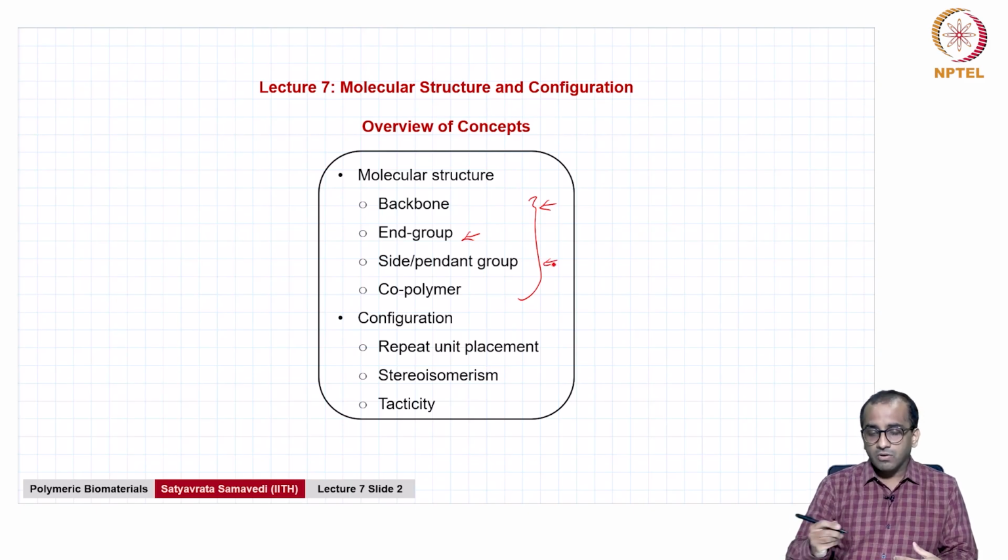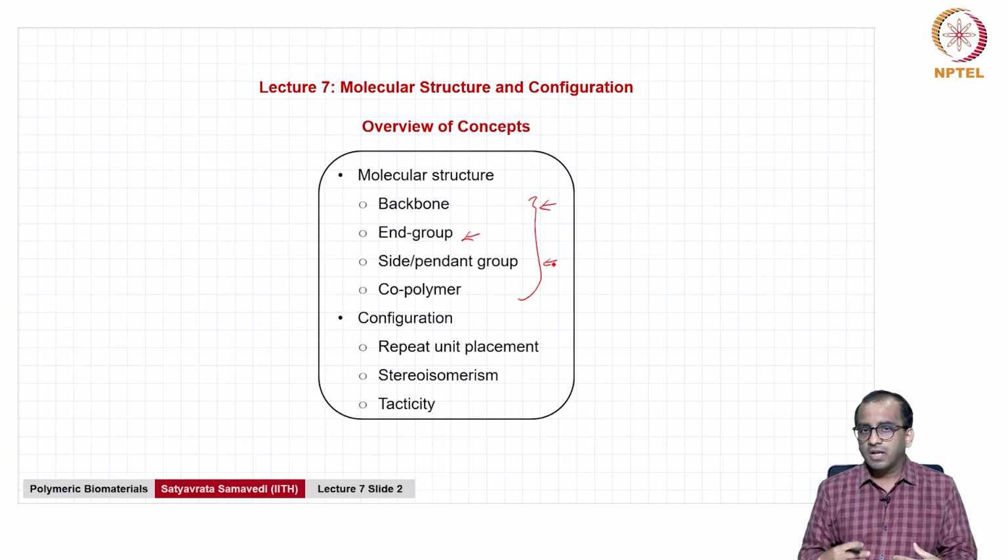We will also see how some polymers can have side or pendant groups, and the nature and type of the pendant groups can impact how these chains can pack together. So, we will look at that. Then we will also look at how you can also have copolymers where there is more than one monomer involved.